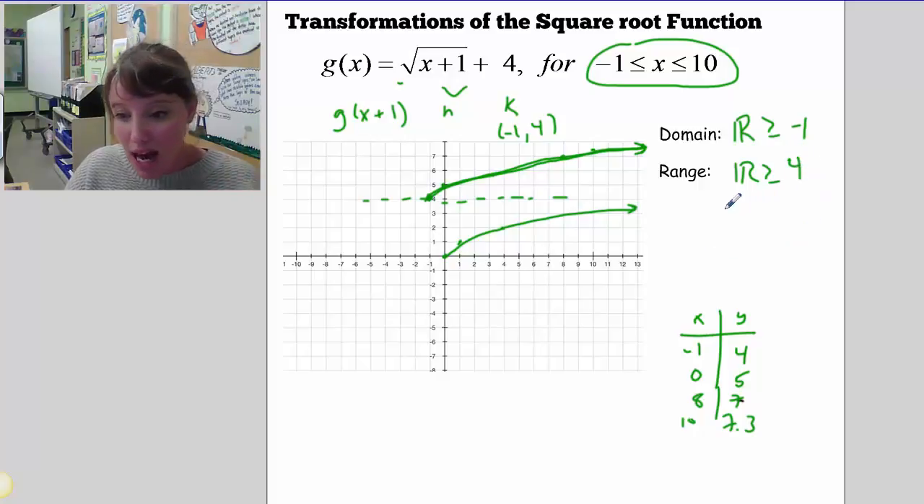Okay, and so the end behavior is going to still be the same. As x gets really negative, y is undefined, and as x gets really large in a positive direction, y also goes to infinity.